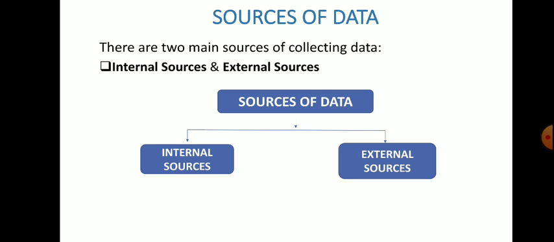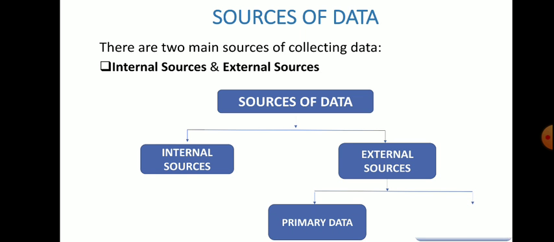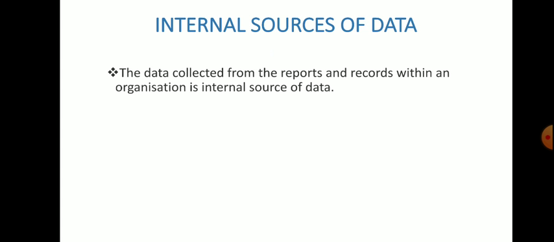Now, these external sources are again of two types. What are those two types? First of all, one is primary data, another one is secondary data, or primary data sources and secondary data sources, you can say. What are these internal data sources, primary data sources, secondary data sources? We will discuss one by one. So, what are internal sources of data? Let us see first.